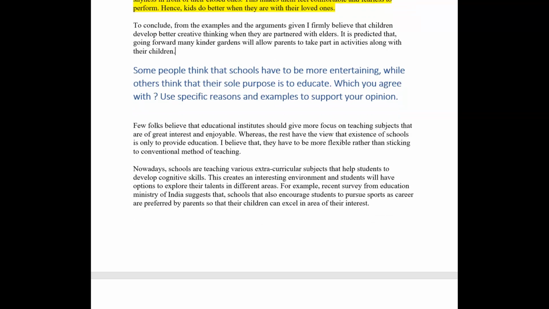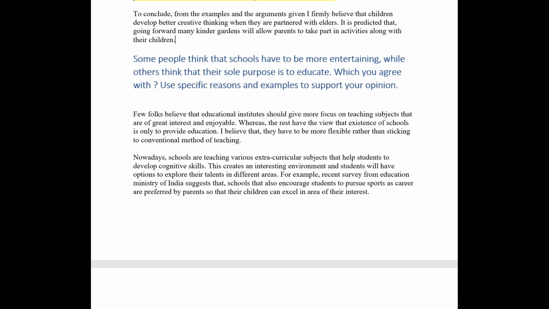So some people think schools have to be more entertaining. Others think their sole purpose is to educate. Which do you agree with? So you've got two possible sort of sides of the argument. Okay, use reasons. A few folks believe that education institutes should give more focus on teaching subjects that are of great interest and enjoyable, whereas the rest have the view the existence of schools is only to provide education. I believe that they have to be more flexible.